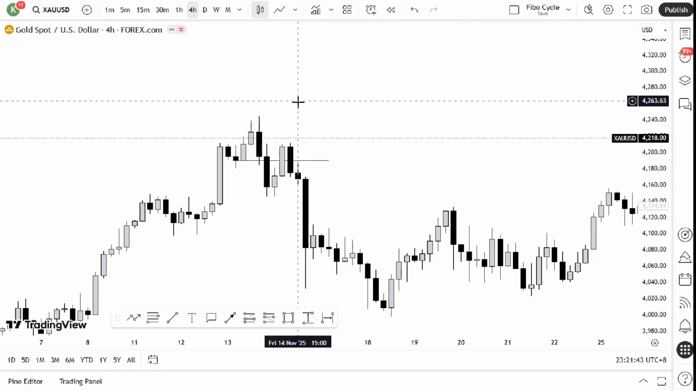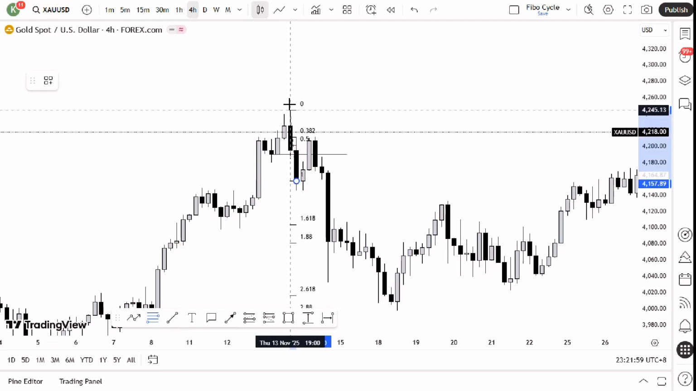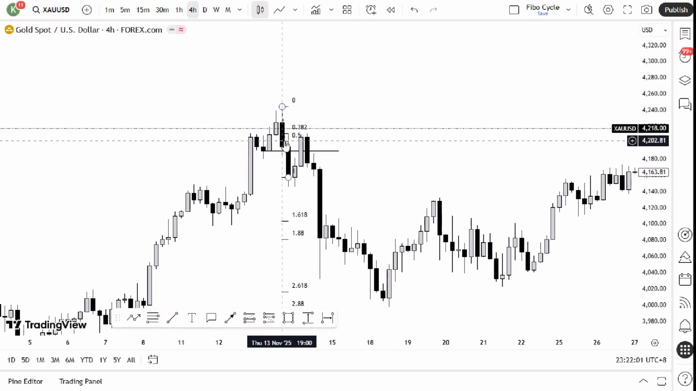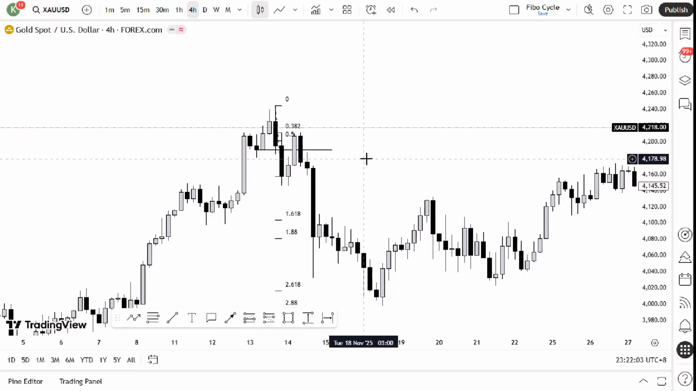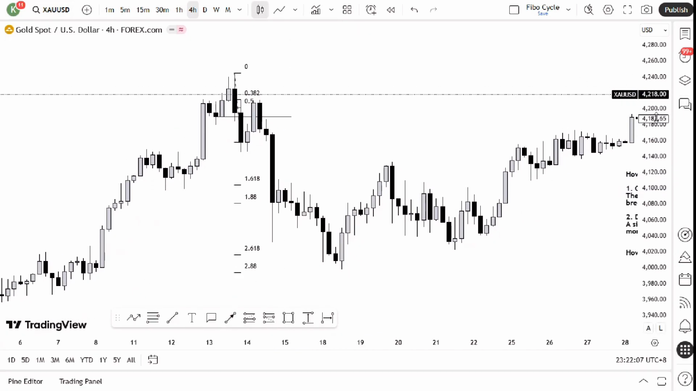Now, how do we apply a Fibonacci to this? For us to pull the Fibo, we need to pull it from the body of the candle which broke the previous low to the shadow, to the high. So we pull it from the body to the high. This is how we apply the Fibonacci to the CB1. And these are the levels which I use.